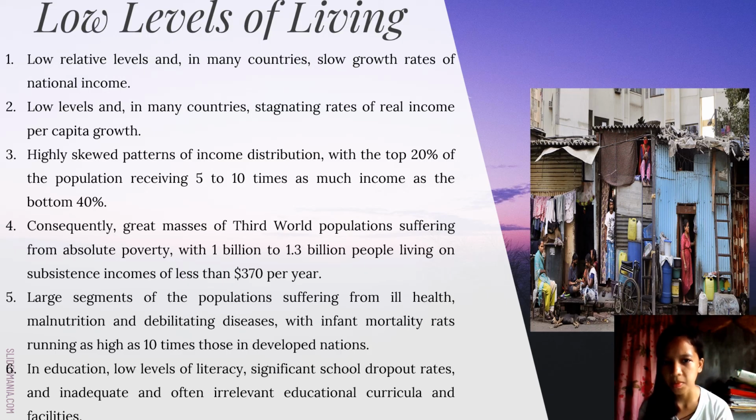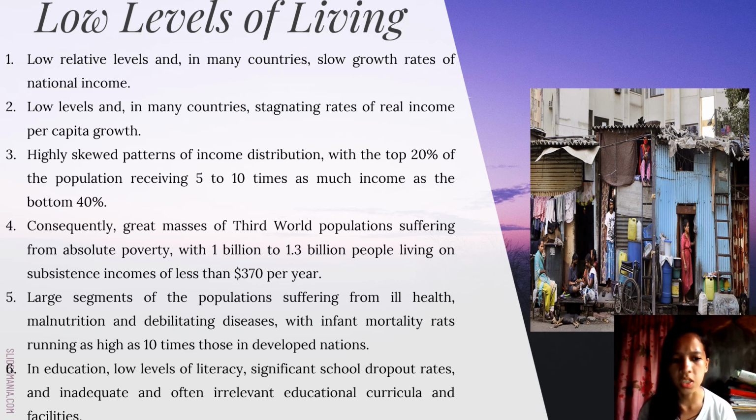So to sum up the first characteristics of the developing country, which is low levels of living, I have 6 points here. So first, low relative levels and in many countries, slow growth rates of national income. Second, low levels and in many countries, stagnating rates of real income per capita growth. Third, highly skewed patterns of income distribution, with the top 20% of the population receiving 5 to 10 times as much income as the bottom 40%.